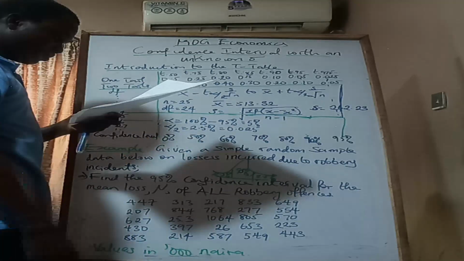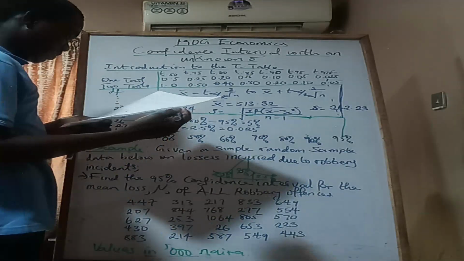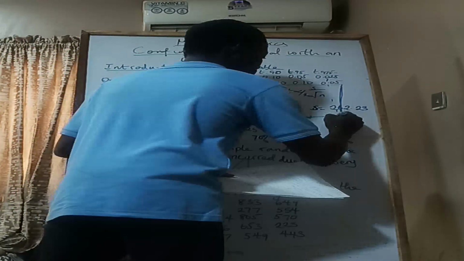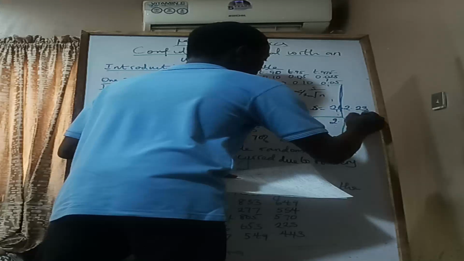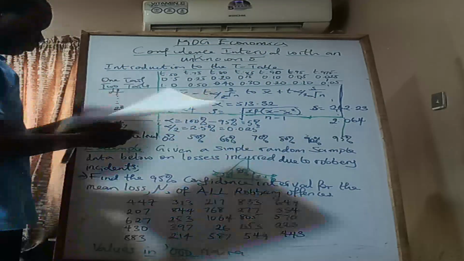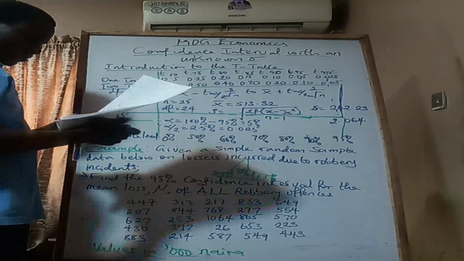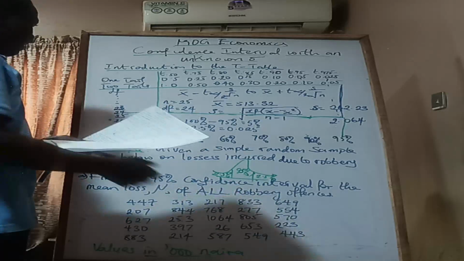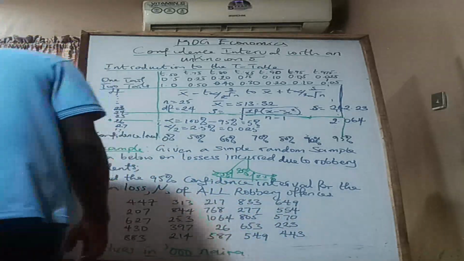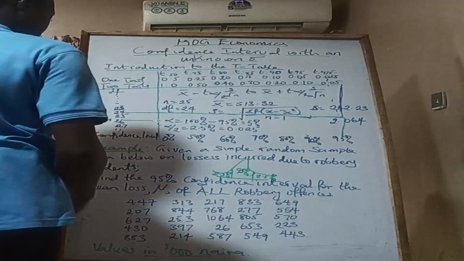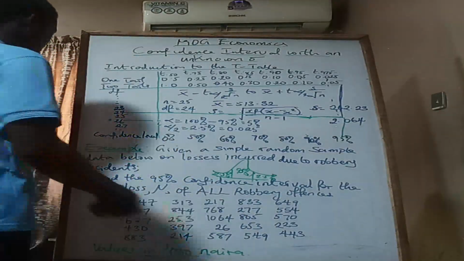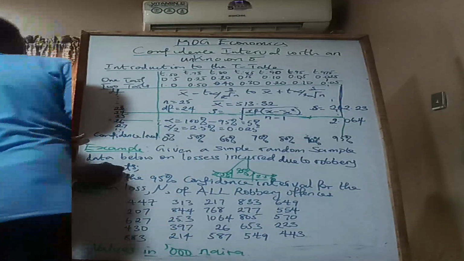I've already solved the whole thing, so it's just for me to let you see what is really happening. So the value is 2.064. That's the value there, 2.064. Okay, so I guess I can just rub off the question. We have to just find the 95% confidence interval. Let me rub off the question so that we have space to work with.